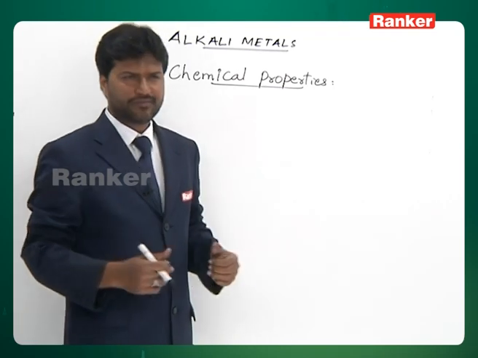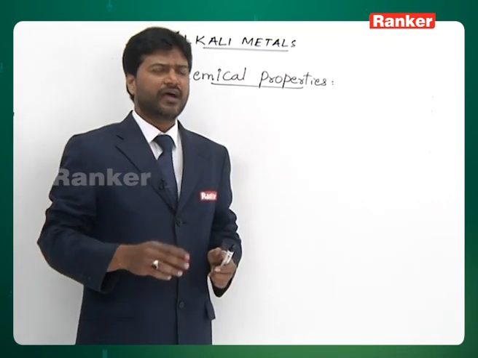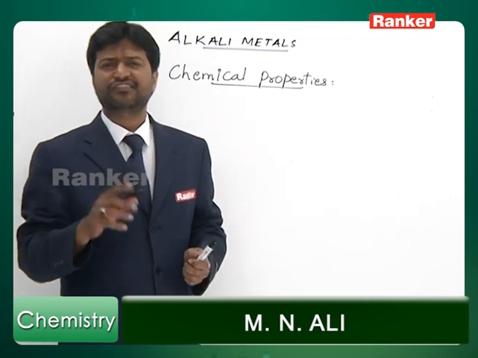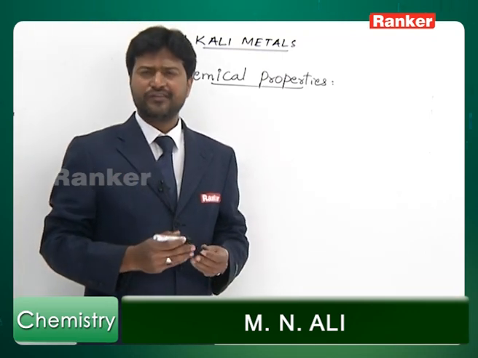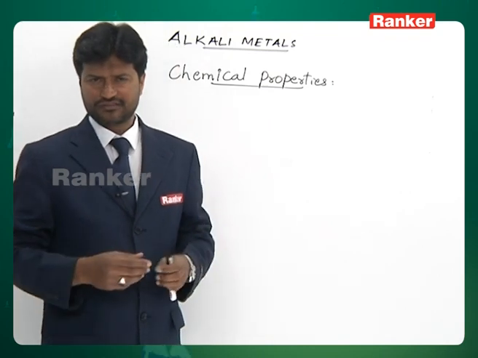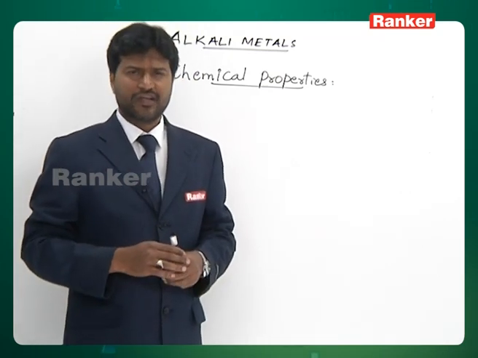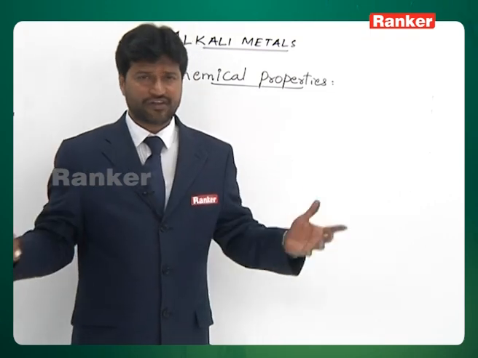Now let's learn about chemical properties of alkali metals. As I told you previously, alkali metals have a tendency to lose electrons. They enter into chemical reactions by losing electrons. So they act as good reducing agents. And we have already seen the order of reducing power.